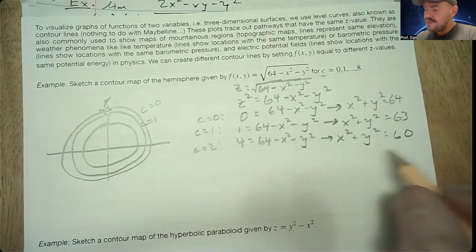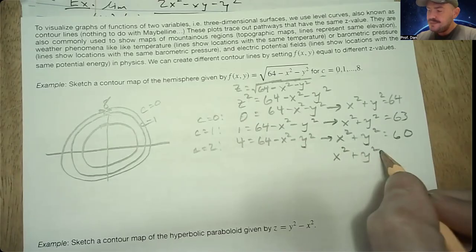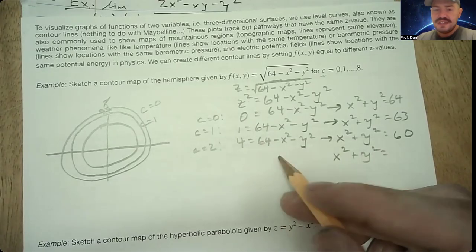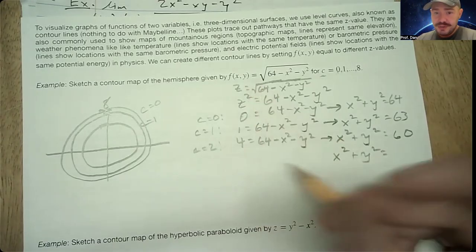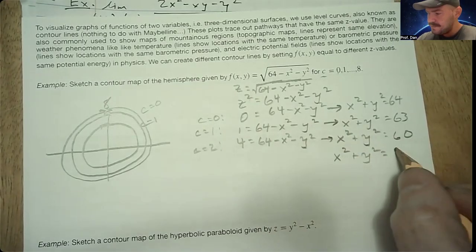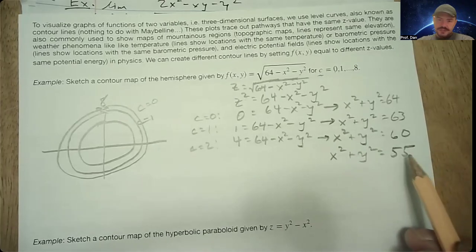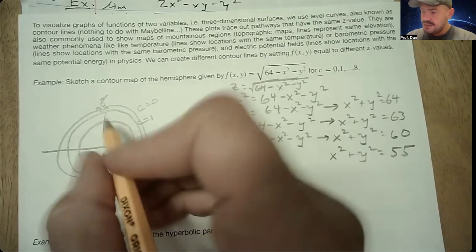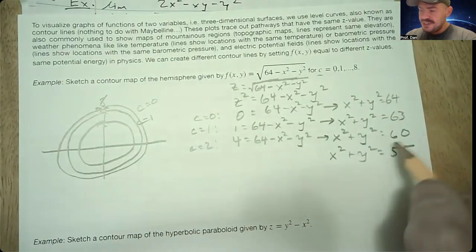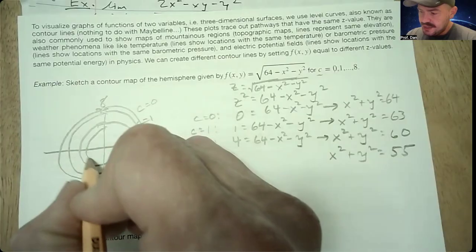For c equals 3, we would end up getting x squared plus y squared is equal to 64 minus 9. That would be 3 squared, which gives us 55. So the square root of 55 is a little bit more than 7. It's definitely less than the square root of 60, though. So it's going to be even less than this one.